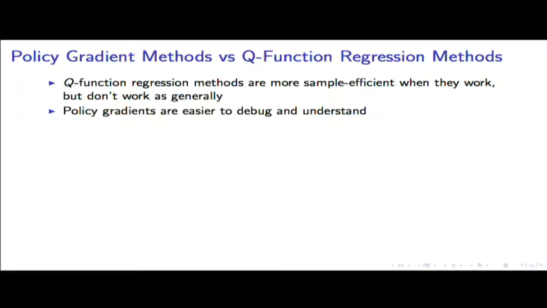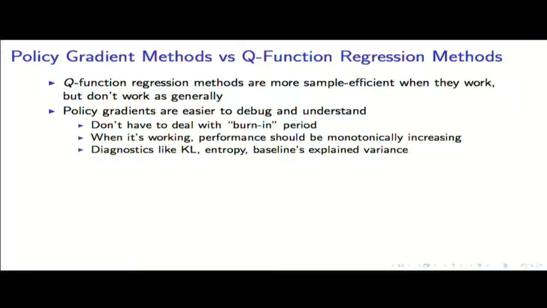I would say that policy gradient methods are easier to debug and understand. You have a lot of good diagnostics that you can print out. And you don't have to deal with the long burn-in period at the beginning of optimization. In your previous homework assignment, you used DQN to learn a policy for the Atari game of Pong. And it didn't show any signs of life for a long time, for something like 1 million samples. Is that right? About 1 million? Yeah.